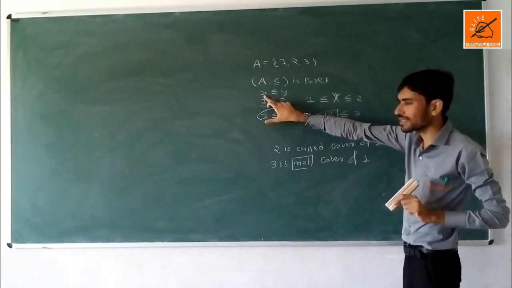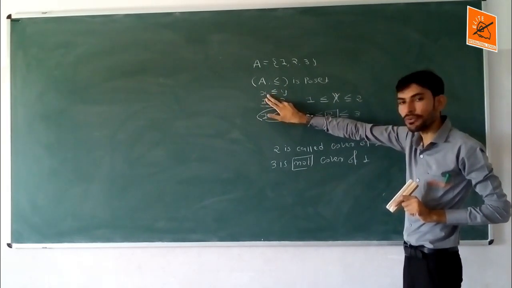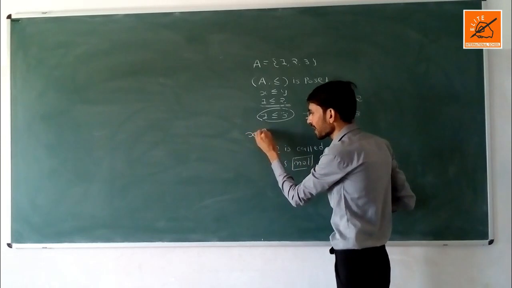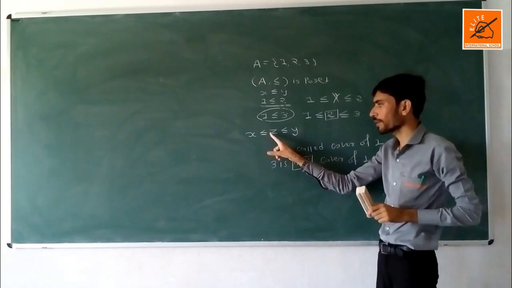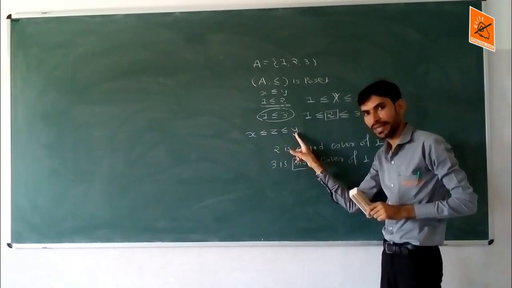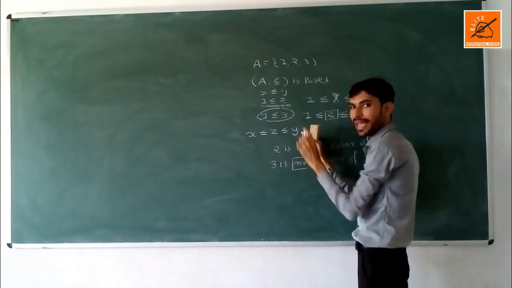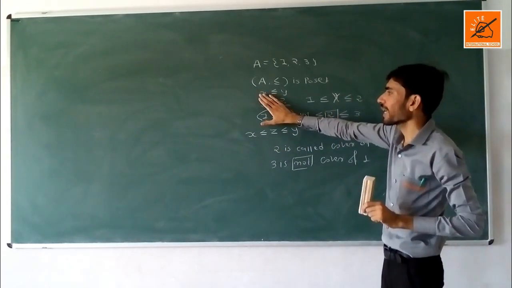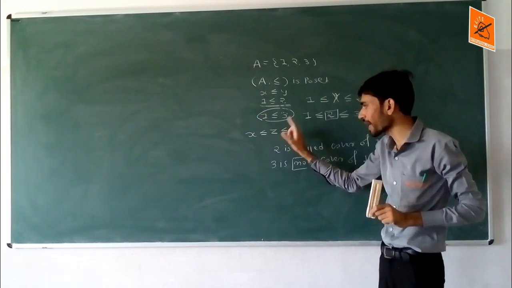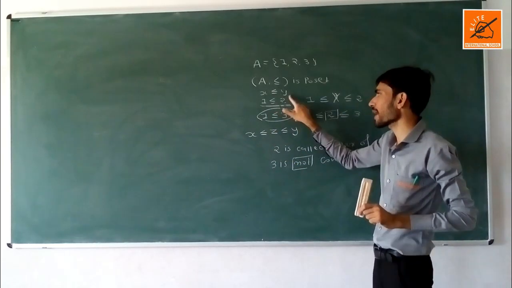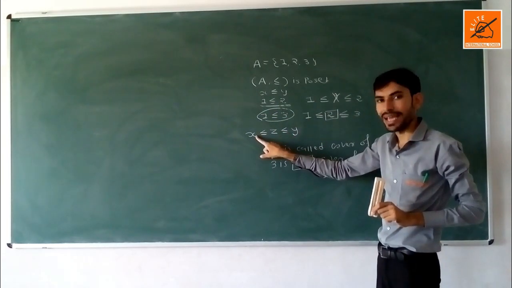If x is directly related with y, then y is called a cover of x. Now if x is less than or equal to z, which is less than or equal to y, meaning x is related with z and z is also related with y, then y is not a cover of x. In the first case, x is directly related with y. In the second case, x is related with y but via z. So in the first case, y is called a cover of x, and in the second case, y is not a cover of x.